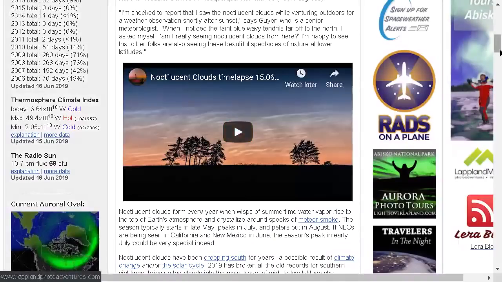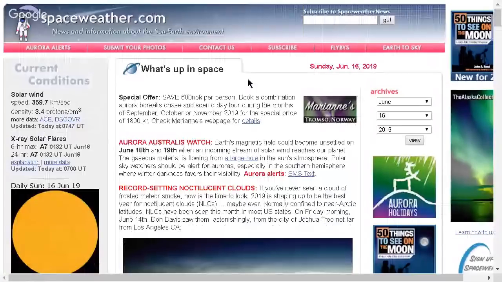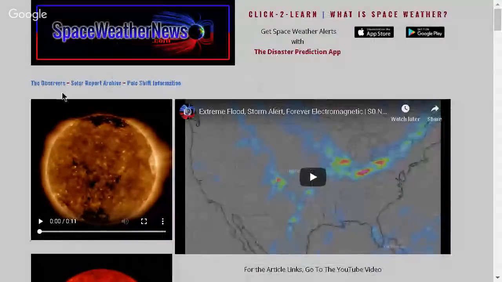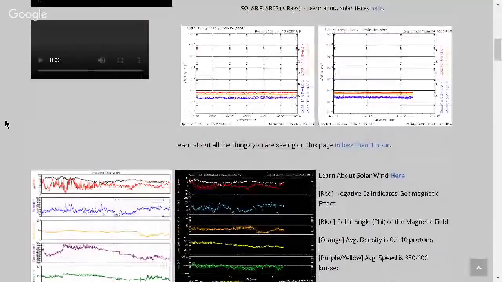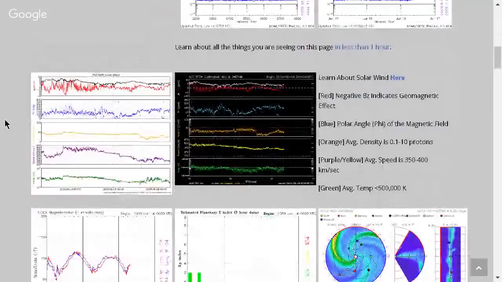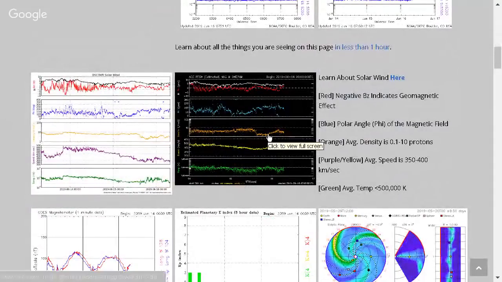We're expecting to see some cycle 25 sunspots and plages popping up, more so than 24 ones by September. Let's look at spaceweathernews.com for some more information here. X-ray flux is flatlined. Again, solar wind has come off of its lows.